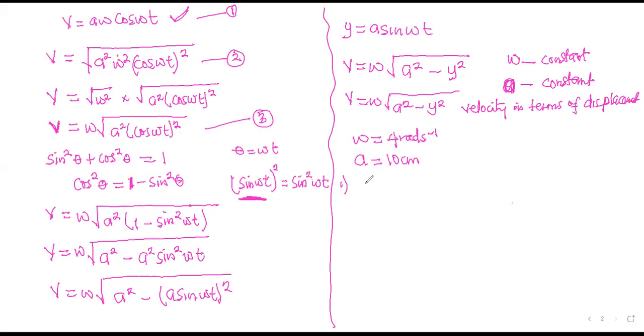Now class, what is the displacement of the body when crossing the mean point? When the body is just crossing the mean point, what is the displacement y of the body? This is the mean point O. So when the body is over here, just before it crosses, what will be the value of the displacement of the body?